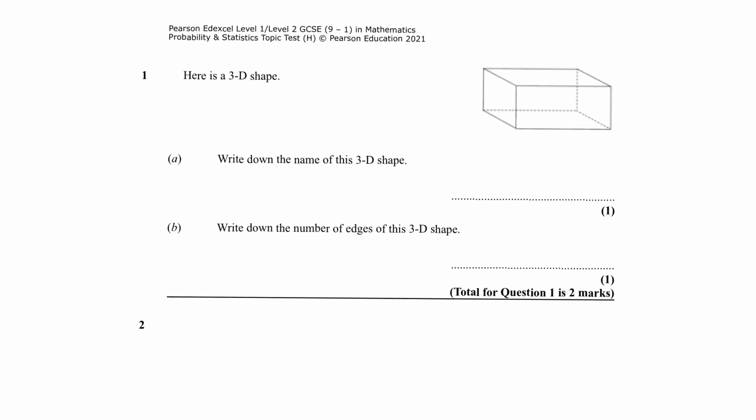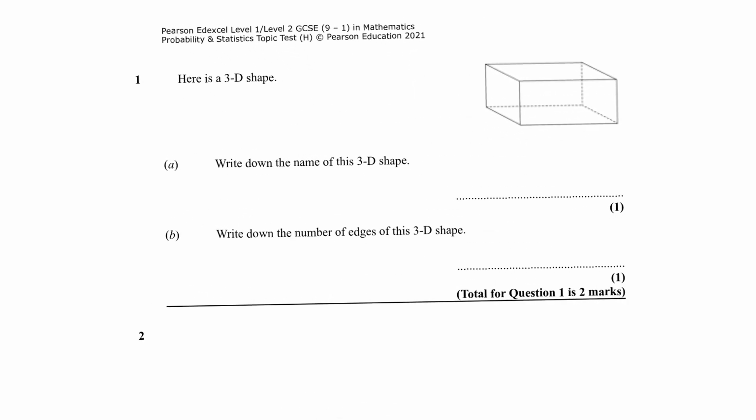Okay, question one, it just literally shows the 3D shape and it's asking us the name of the shape. We can see that this is a cuboid, because remember, a cuboid has rectangular faces.